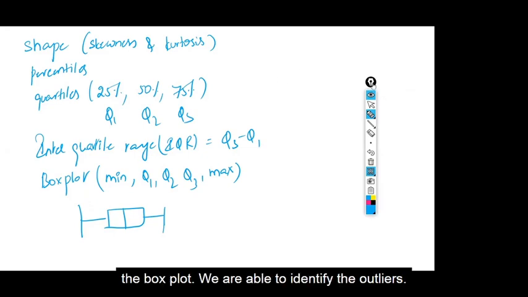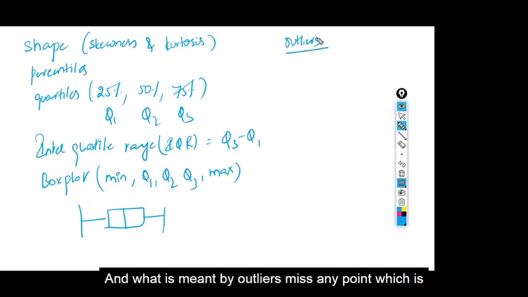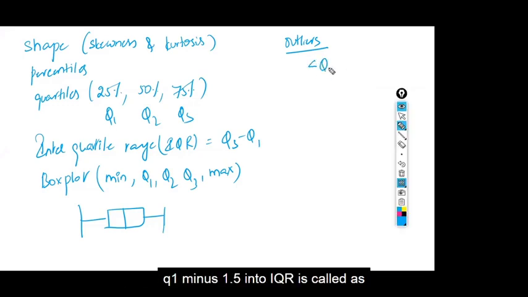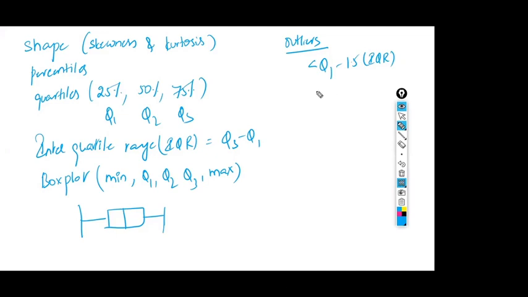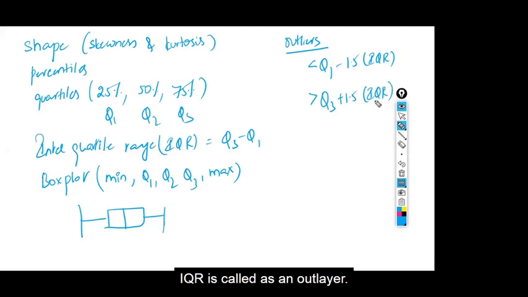And using the box plot, we are able to identify the outliers. What is meant by outliers? Any point which is distant or far away from the given data set. We can identify them this way: any value less than Q1 minus 1.5 into IQR is called an outlier. Any value greater than Q3 plus 1.5 into IQR is called an outlier.